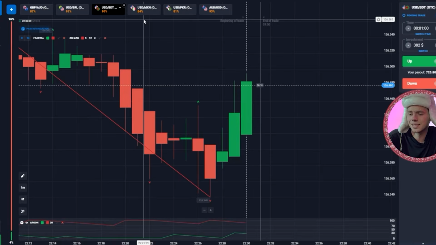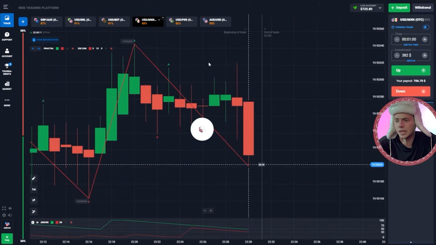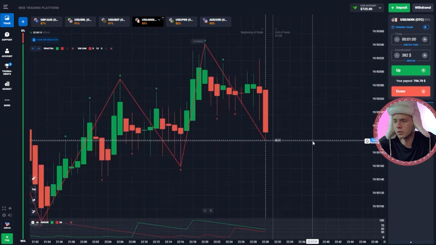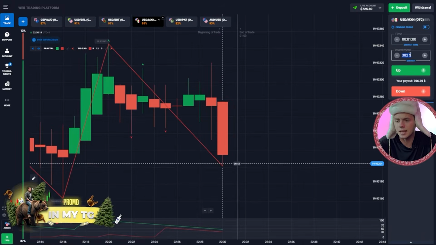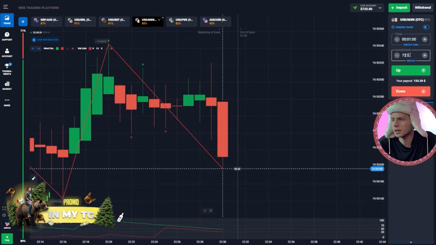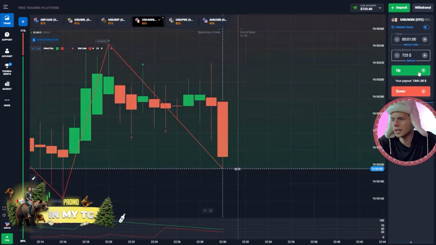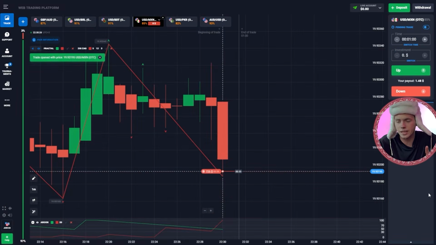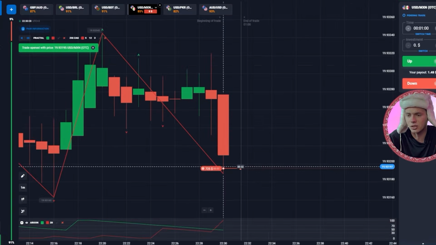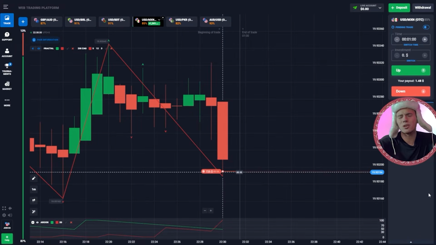Alright guys, here is another trading pair. Let's take a look at what's happening over here right now. Alright, interesting. Let's set up the amount first. 725, okay. Right now I'm opening a sell trade over here, guys. If you take a look at the Aroon, it is very good.